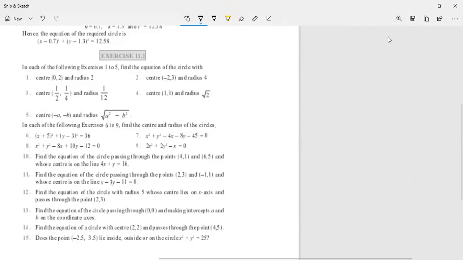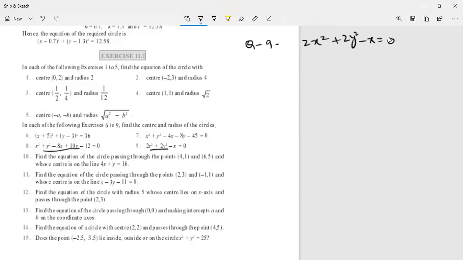So we can do it by this one, same way, comparing. Whenever you have a question like question number 9, it's very important. When you are given 2x square, I told you the coefficient of x square and y square should be 1. Minus x is equal to 0. Now you cannot compare directly. First, these two coefficients of x and y must be equal to 1. So make it 1 first. Before making that, you cannot start doing it.